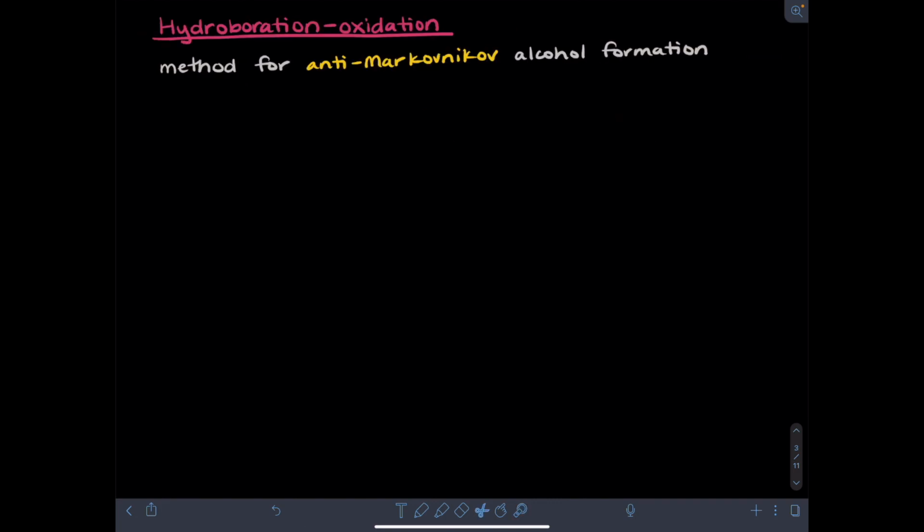The method for anti-Markovnikov hydration, which results in formation of an alcohol, is known as hydroboration-oxidation. The reagents for this come in two steps. Step 1 is treatment of the alkene with BH3 THF. I'll explain on the next page what this looks like. And then step 2, make sure this is a separate step. You add H2O2 and NaOH.